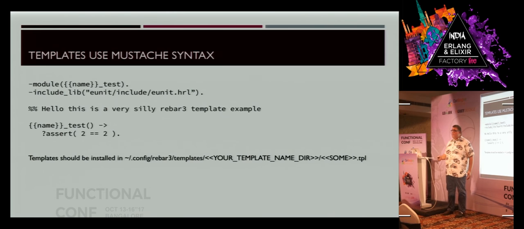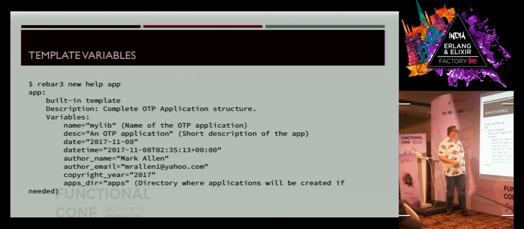That's nice. Okay, so here's the weird Mustache language, and you can see up here there's this double bracket, and there's this variable in here. The question is, how do you get values in that? Well, the answer to that is this. When you have all these templates, they actually have a whole bunch of variables, which you can see here, right? And it tells you what the variable is, what its default value is, and then what this actually means in the context of this template.